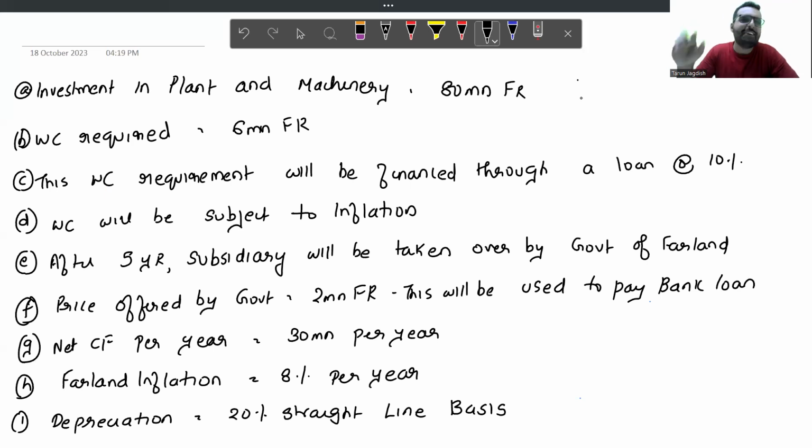Investment 80 million FR, working capital 6 million. Loan will be taken at 10%. So basically, the cash outflow and inflow will set off, but we'll have to pay that interest. Working capital will have inflation. After 5 years, the government of Farland will take it over at 2 million FR. This money will be used to repay the working capital loan of at least 2 million. Balance they will pay from their own hands. Net cash flow is 30 million per year. Farland inflation is 8%. Depreciation is 20% on a straight line basis.